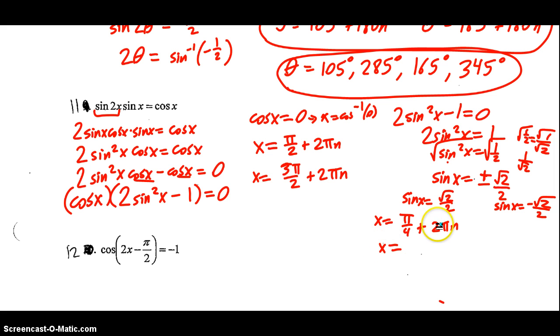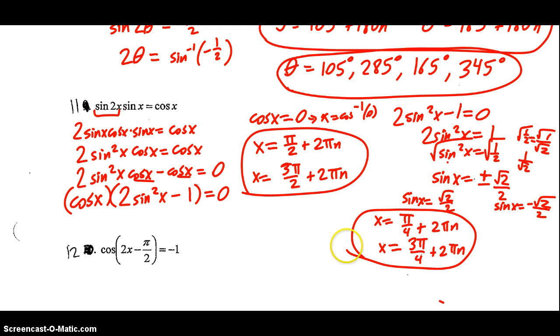It also happens at pi minus pi over 4, which would be 3 pi over 4 plus 2 pi n. So you notice these are the solutions for the cosine. These are the solutions for that part of it. Now, when is the sine negative root 2 over 2?